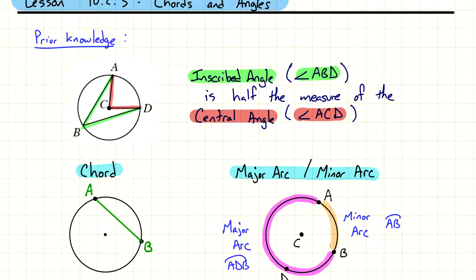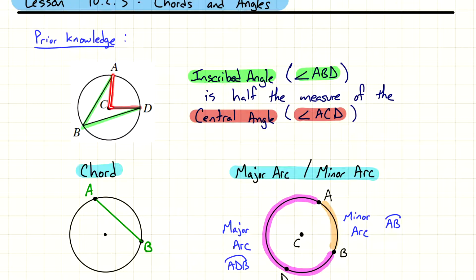or relationships. One of the latest ones that we talked about was this idea of an inscribed angle, where it's an angle that has the vertex on the circle, and we compare that to a central angle where the vertex is at the center of the circle.